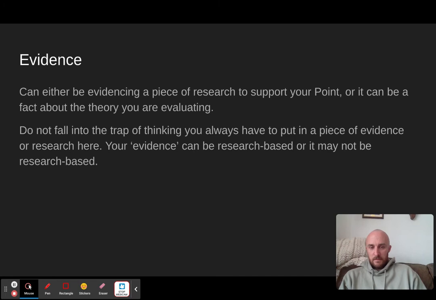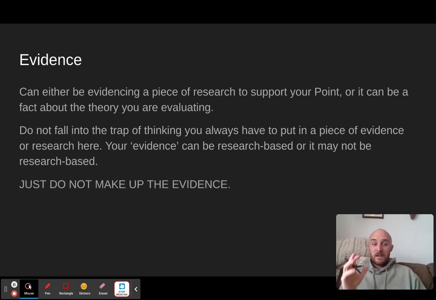Your evidence can be research based, or it may not be research evidence based. Just do not make up the evidence. Just don't make up the evidence. Examiners use Google if they suspect that an individual is trying to pull the wool over their eyes, trying to lie to them, and it's incredibly easy to find out whether somebody has.